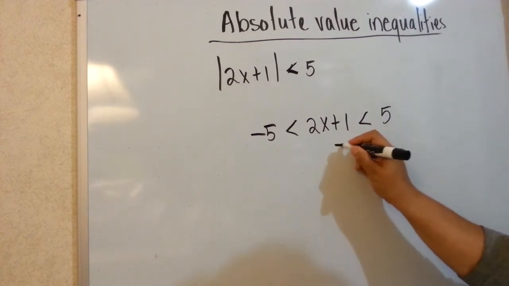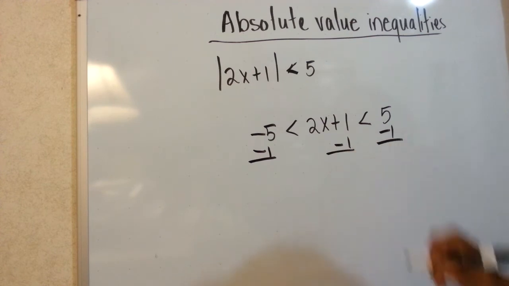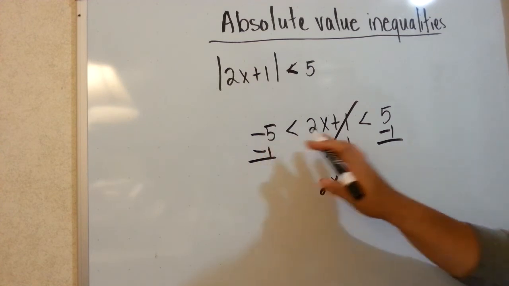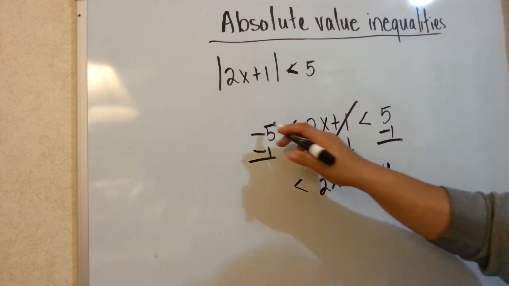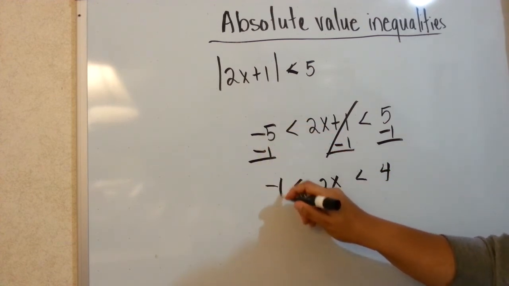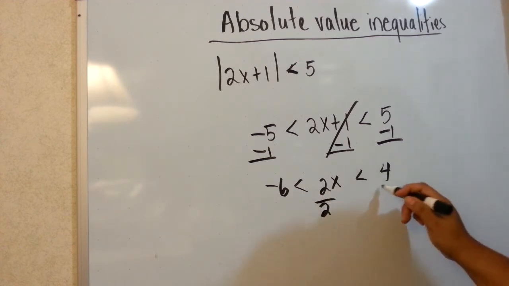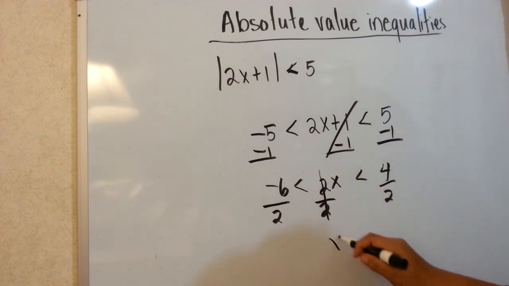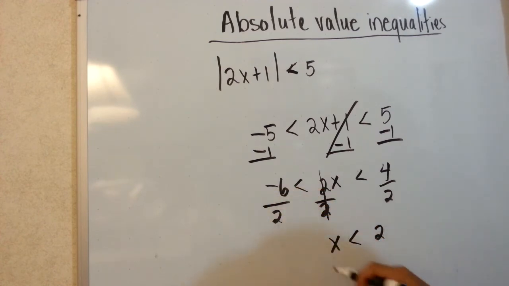Now you go ahead and you solve. We're going to subtract 1 from both sides. It goes away from the middle. We're left with just the 2x in the middle. Since we only subtracted, the signs don't change. 5 minus 1 is 4. Negative 5 minus 1 is negative 6. Now we're solving for x, so we're going to divide by 2. And since we're dividing by a positive number, the signs don't change, right? That goes away in the middle. We have x is less than 4 divided by 2, which is 2, and negative 6 divided by 2 is negative 3. Oops, the sign says.